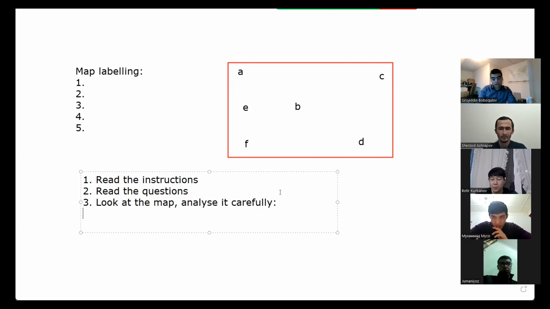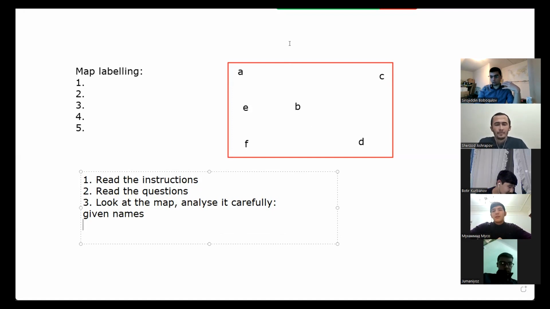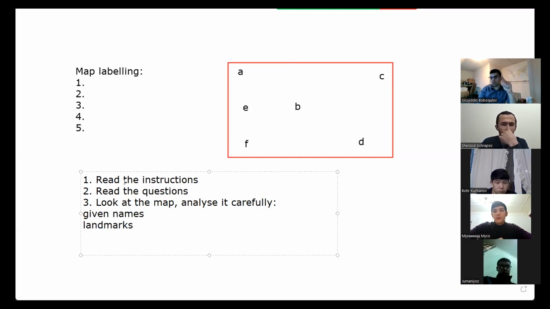And you have to think about the given buildings' names. There are certain given names in that map. You should analyze them and try to remember them carefully. You should look at landmarks. What are the landmarks? It can be a river, mountain, door, cooler, anything that can help you find the location, street name, and everything. And then you should think about how they can be described.